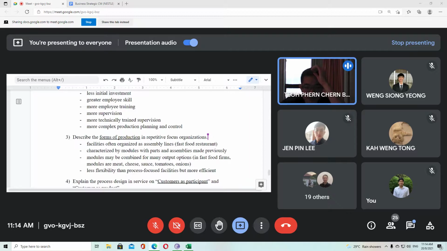So repetitive is very simple. Anything that has modules you can combine, such as in Subway, McDonald's, where the way that they make the burger is very repetitive. They repeat the same thing again and again. And then we call that repetitive lah. Okay, let's go on to number 4.